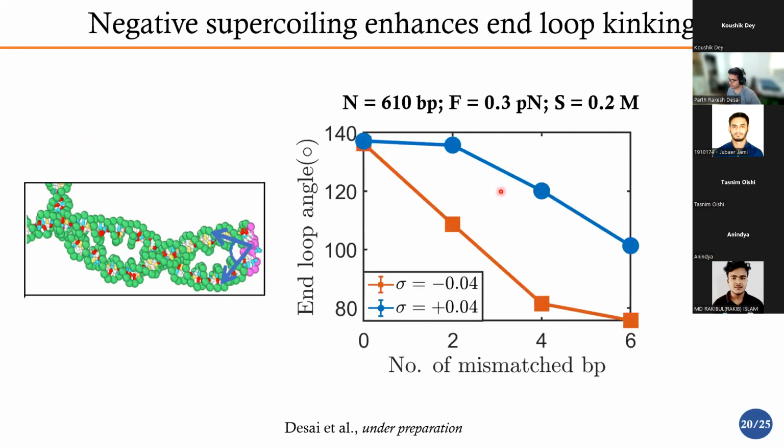Over here we can see, as expected, that as you increase the number of mismatches for positive supercoiling, the plectoneme end loop angle becomes lower and lower because it's easier to bend. So it's 2, 4, 6, and you see a decrease in the plectoneme end loop for the same force. But with negative supercoiling, you see the same effect, but it's dramatically more bent than the positive supercoiling case. And so that's why you have higher pinning at the negative supercoiling condition, right?